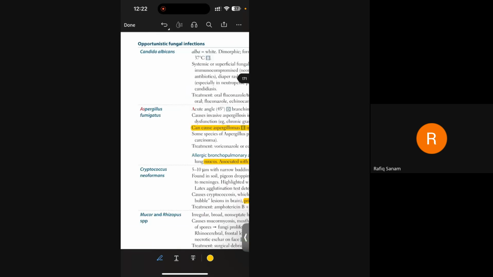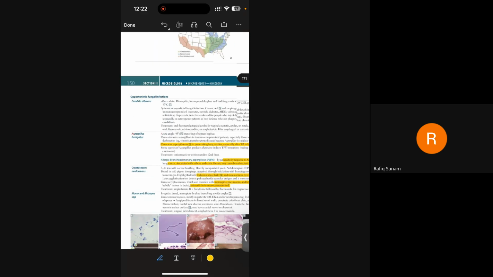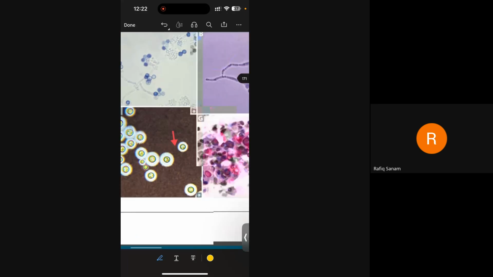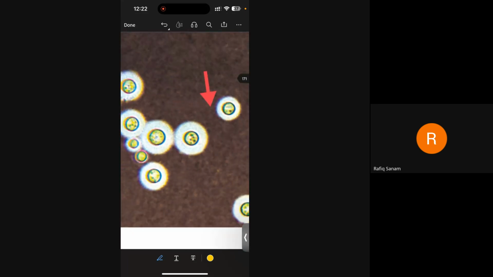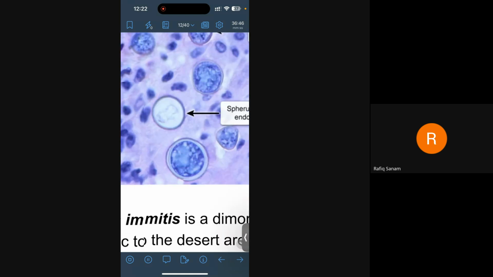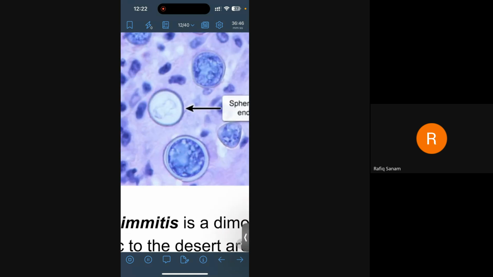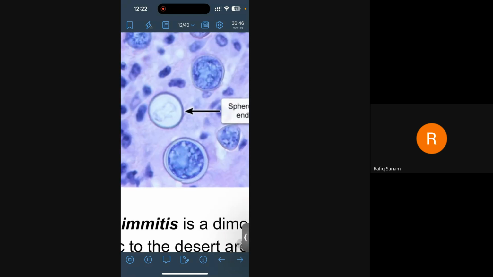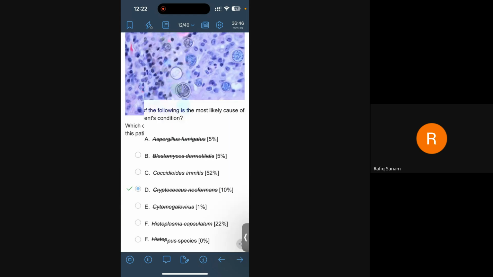Okay. And Aspergillus develops like this. See, this is Cryptococcus neoformans. See the outside capsule, the whitish area. How thickened is that? Because Cryptococcus has a very thickened capsule. And in this one, you can see the outer whitish membrane is thin, not thick. That's why it is not Cryptococcus.